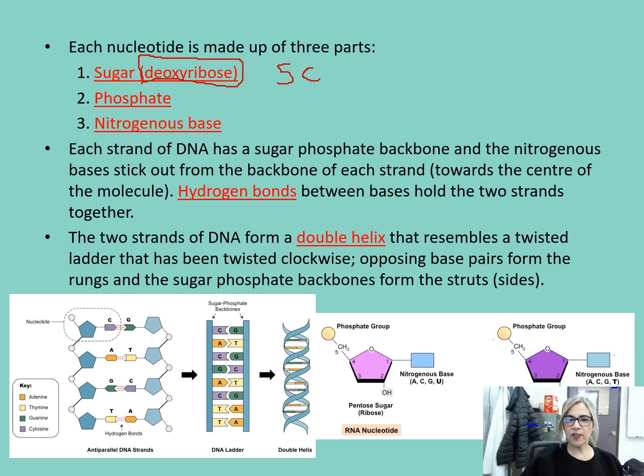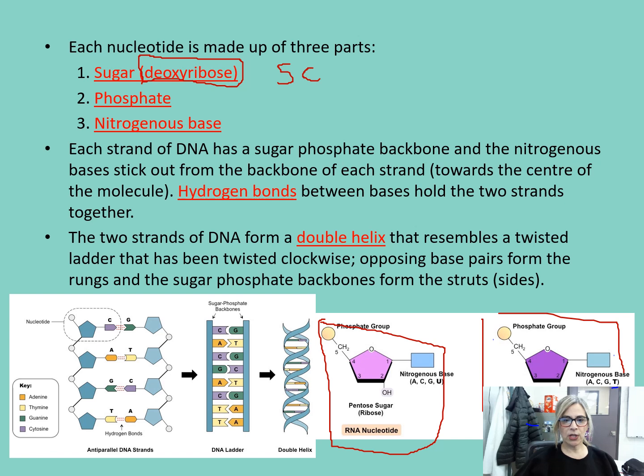And then we have that phosphate molecule, okay, so that's the second part. And then we have the nitrogenous base. And of course, remember for DNA, the nitrogenous bases consist of adenine, guanine, cytosine, or thymine, okay? So if we look at our graphic down at the bottom here, you can see that this is a nucleotide for RNA, and the other one is a nucleotide for DNA. So when we look at DNA, our nucleotide here, we have our phosphate group, we have our deoxyribose sugar, which is a pentose sugar, and then we have our nitrogenous bases.